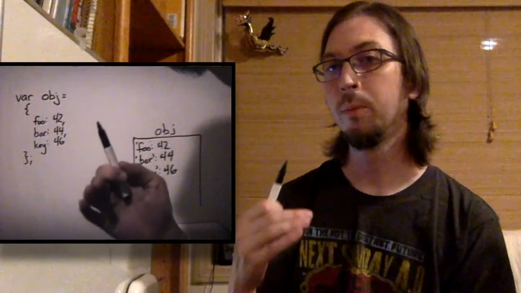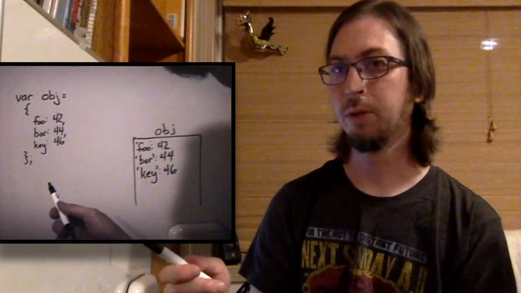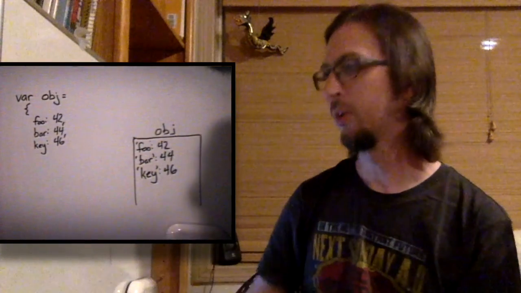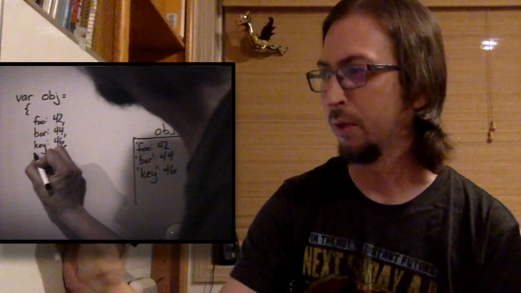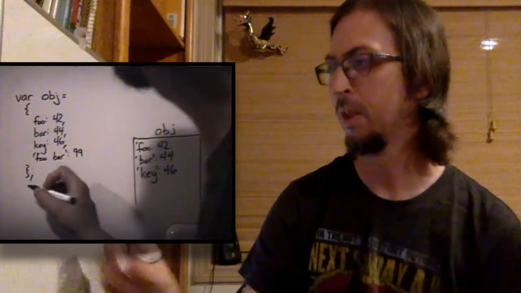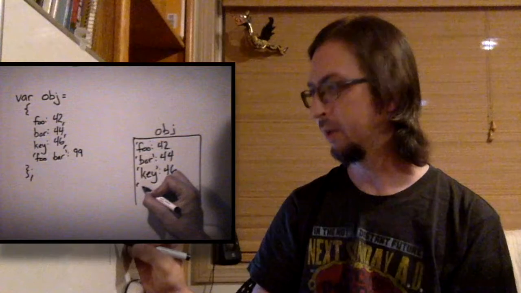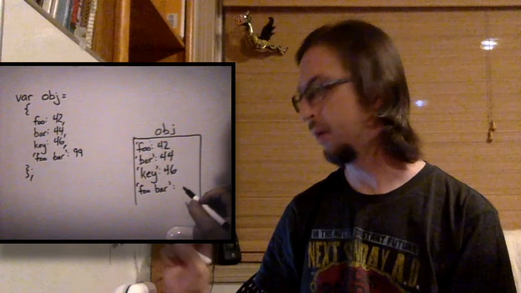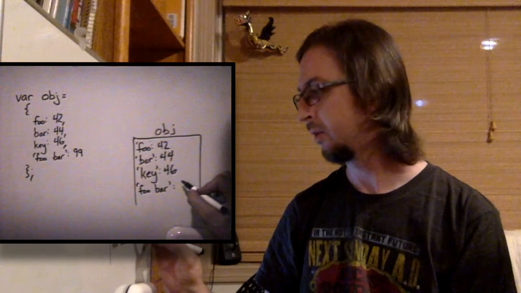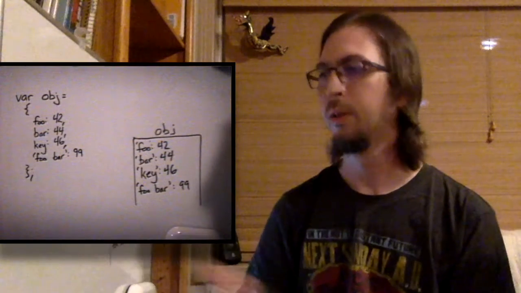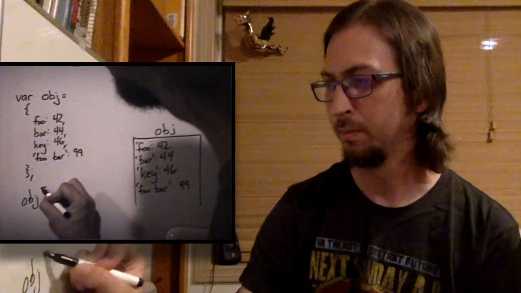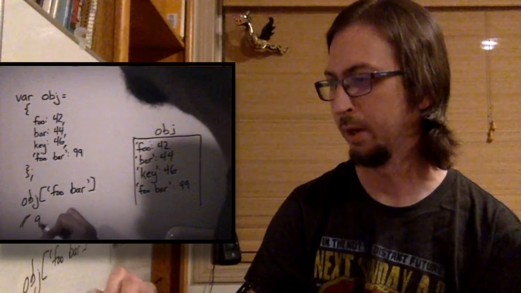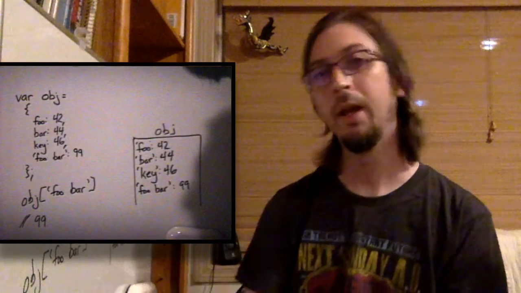However, if you want to put in a key that can't be written as a string literal without quotation marks, that is also allowed. For example, in this case, we could add a fourth key that looks like this. Notice that this key has a space in it, and that's allowed, but it's not possible to specify using the dot notation. So if you want to access this, you're going to have to use the subscript notation, which would equal 99.